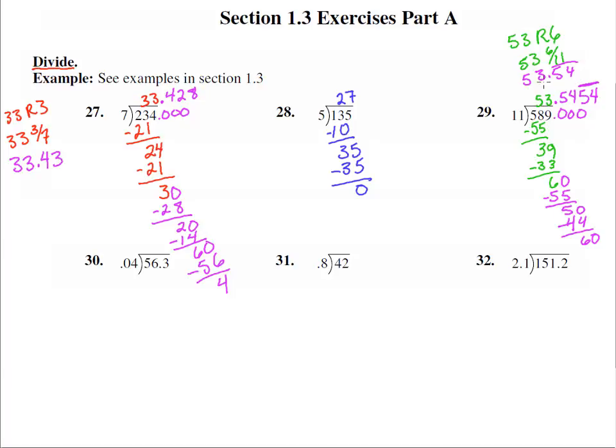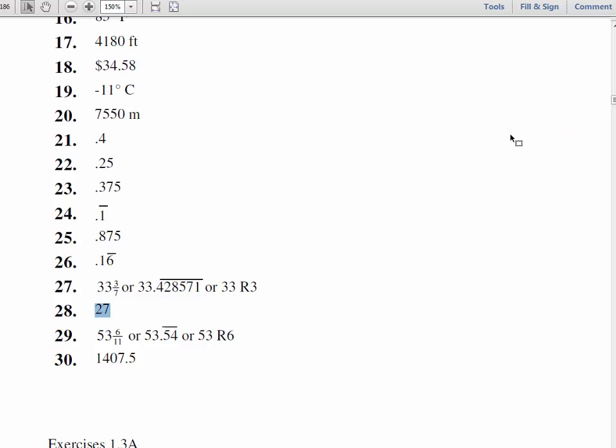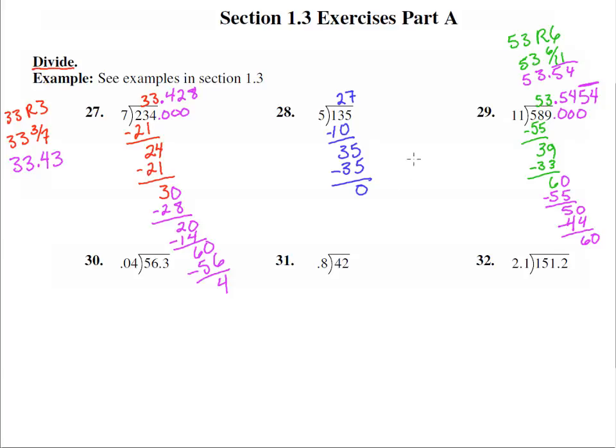Or we could write it in one of these other ways. If we wanted to round, I suppose we could write 53.5. This guy would round the next guy up to a 5, so 53.55. So let's look at it. Yeah, 53 and 6/11, 53.54, or 53 remainder 6. Good.